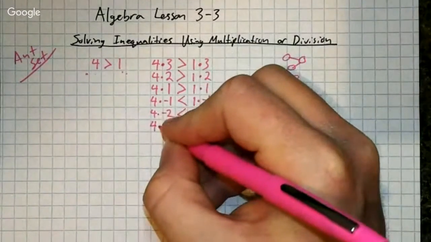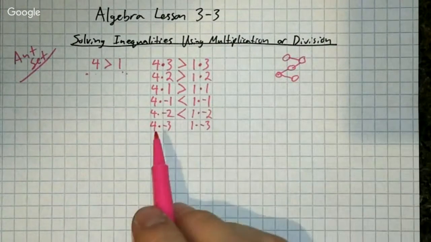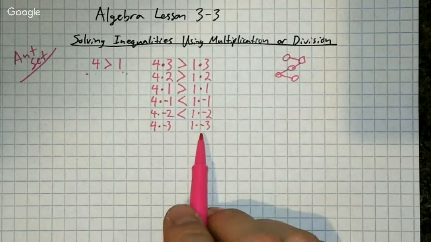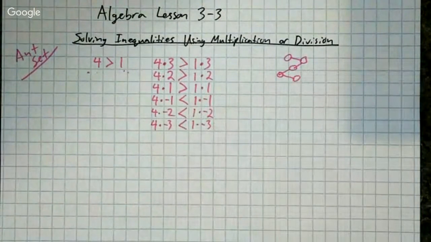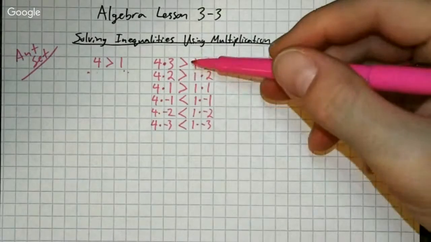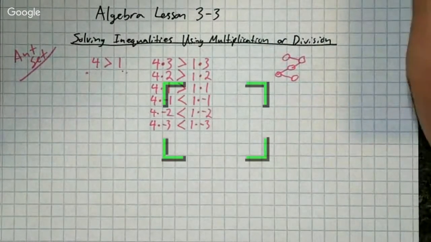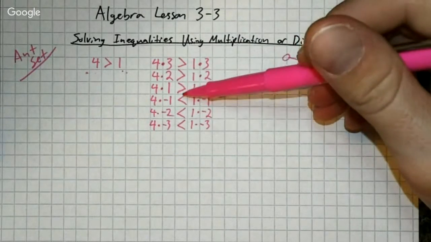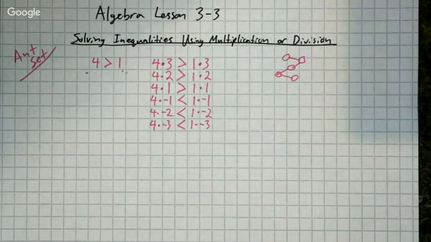And finally, let's close it out with 4 times negative 3, 1 times negative 3. And you can see that 4 times negative 3 is going to be negative 12 as compared to negative 3. Negative 3 is going to be more than negative 12. So you can see that pattern there, and you can see that at a certain point, our sign flips. And that's going to be really important to what we do today. So if you look at this right now, when does the sign flip? Well, as soon as the multiplication becomes negative.